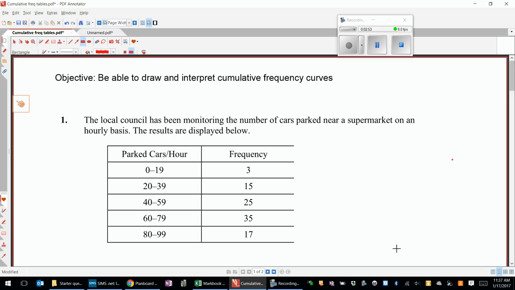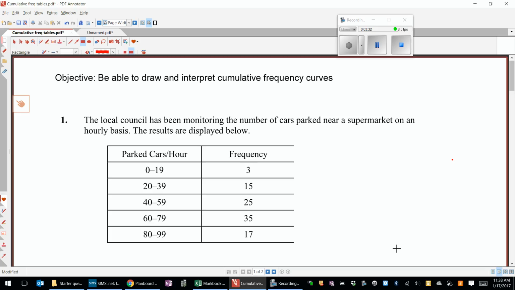Read the question. It says, the local council has been monitoring the number of cars parked near a supermarket on an hourly basis. Oh, is this a day? It was 3 days and it's from this hour to this hour? It could be. Let's say they just went every day, well, let's go and look for 1 hour. I think what they did was they started at 7 o'clock in the morning and then worked till 8. So like 8 o'clock is the hour between 0 to 19. Not quite.